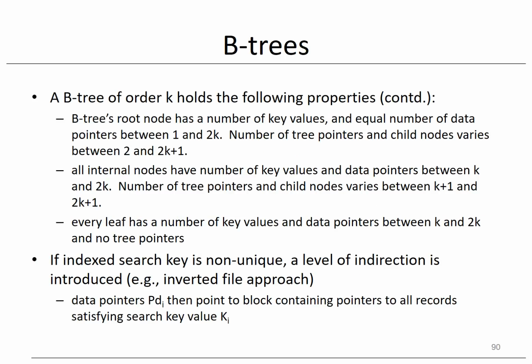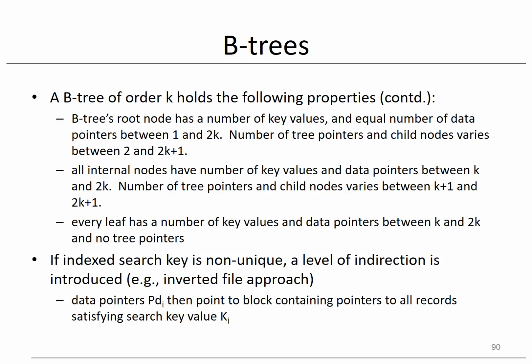The B-tree's root node has a number of key values and an equal number of data pointers that varies between 1 and 2k. The number of tree pointers and child nodes then varies between 2 and 2 times k plus 1. All normal nodes, or in other words internal nodes or non-root and non-leaf nodes, have a number of key values and data pointers between k and 2k. The number of tree pointers and child nodes varies between k plus 1 and 2 times k plus 1. Every leaf node has a number of key values and data pointers between k and 2k and no tree pointers.